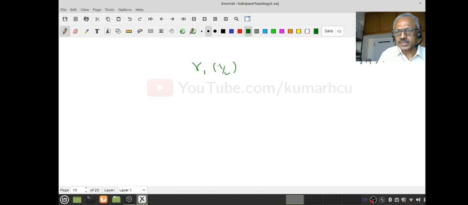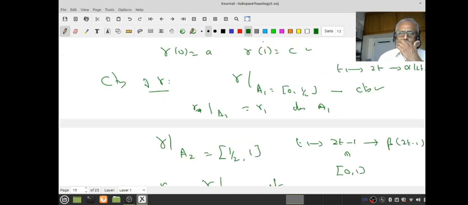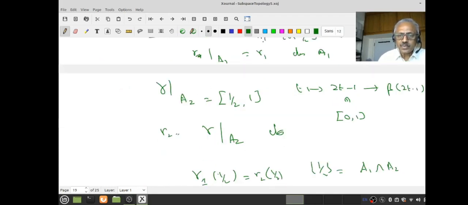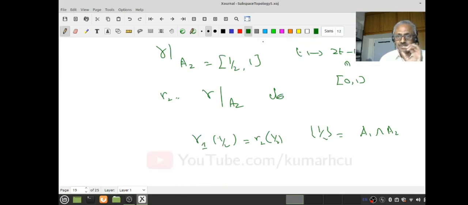What is A1 intersection A2? That is the singleton half. Okay, therefore I have to check whether it is the same as gamma 2 of half. And remember, what is the domain for gamma 1? It is 0 to half. What is the domain for gamma 2? Domain for gamma 2 is half to 1. Okay, it's not 0 to 1. So domain for gamma 2 is half to 1.